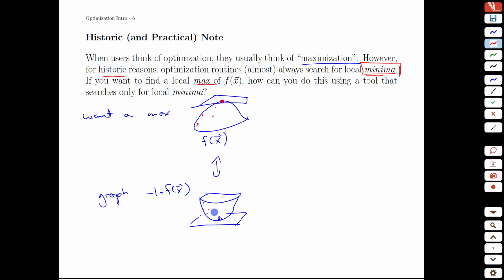And if we look for a minimum of that function, we're going to find a location, and that location is going to be exactly the same xy position, or x vector position. The same x is the min for negative f of x and the max for the original positive f of x.